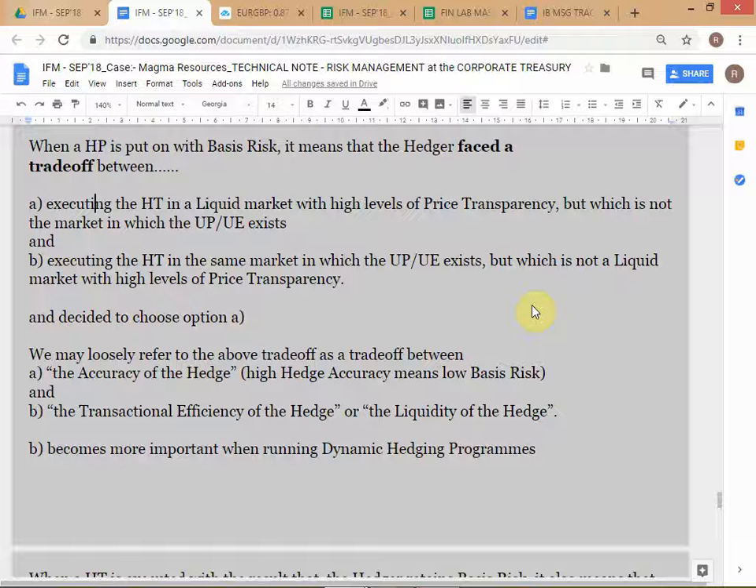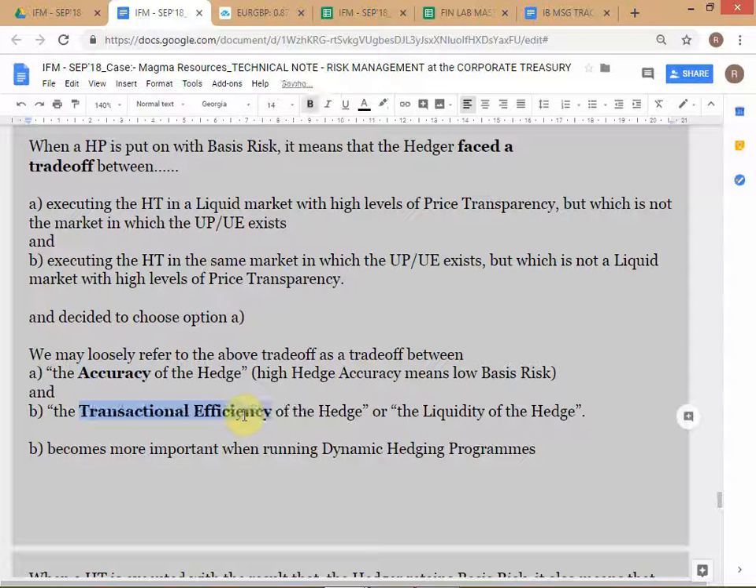So the reason that many airlines would hedge through the crude oil market is that they are accepting a trade-off. What is this trade-off? There are two terms that you have to be aware of. The trade-off is between the accuracy of the hedge and the transactional efficiency of the hedge. So these are the two terms between which the trade-off lies.